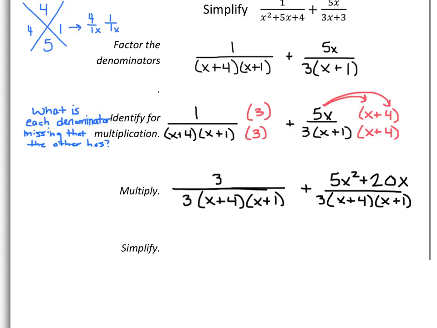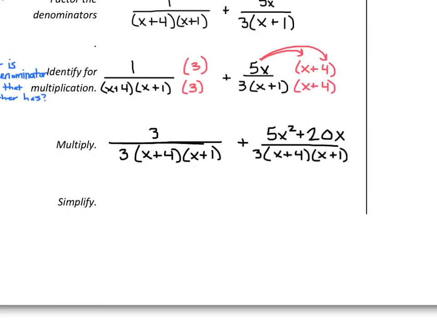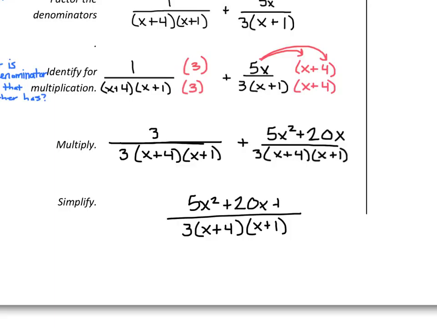So now the last step is to write it as one fraction. So you know your denominator, 3 times x plus 4 times x plus 1. And numerator, it's addition, so everything's just added, but you have to write it in the correct order. So what comes first? 5x squared. And then 20x plus 2. 20x, and then the 3. And there's your answer.